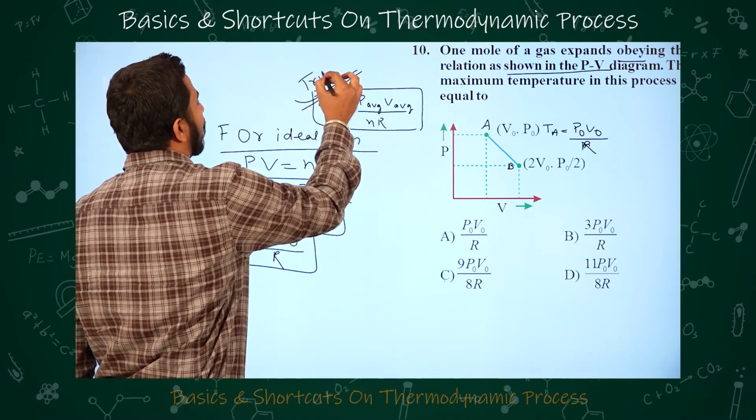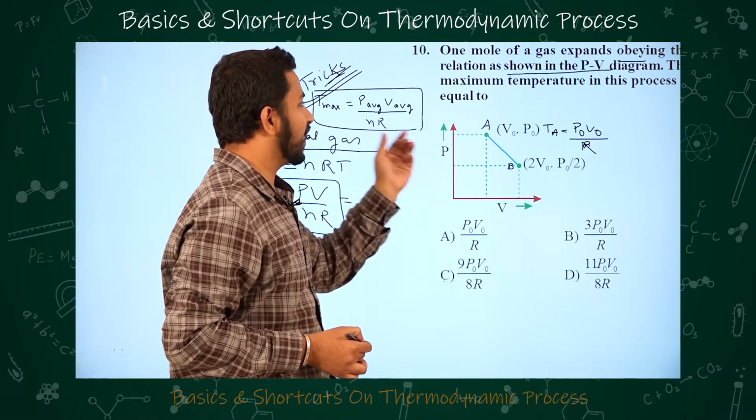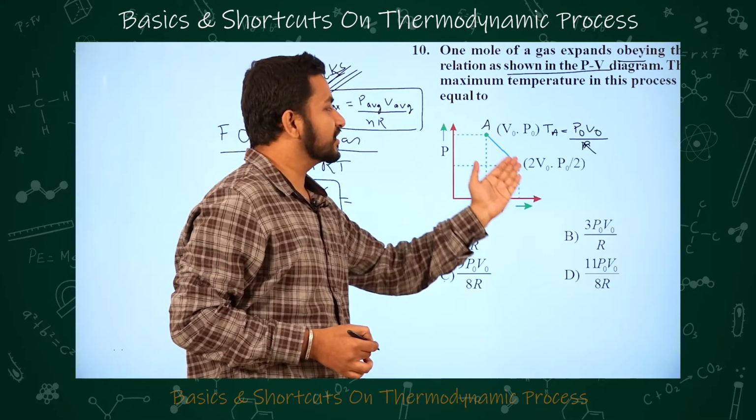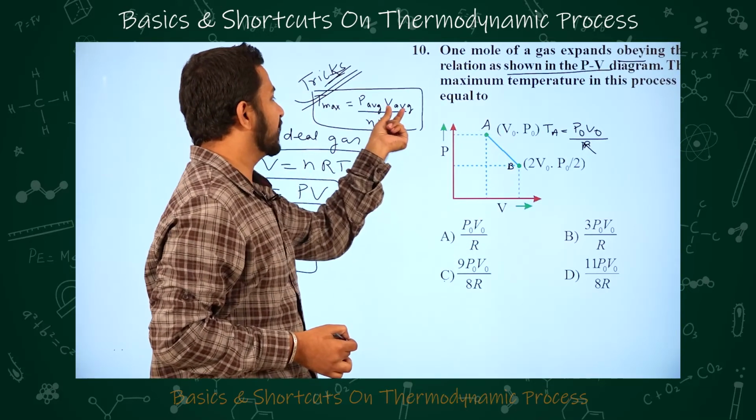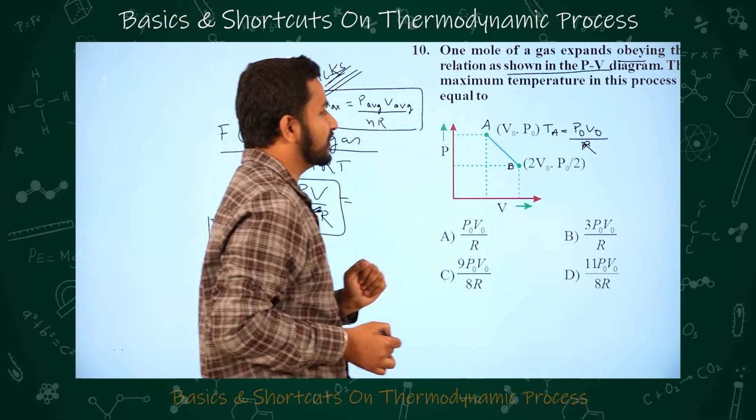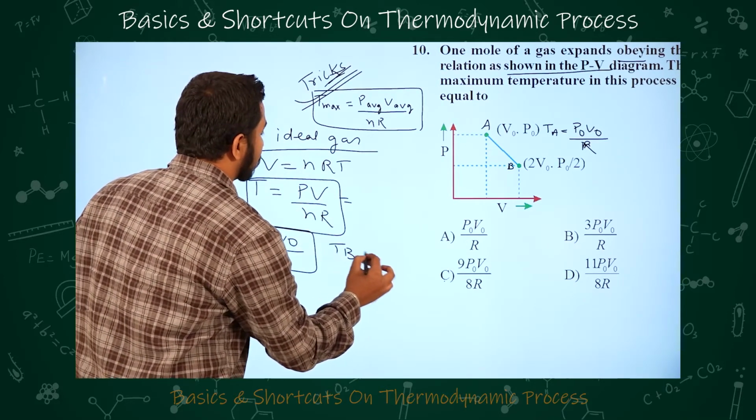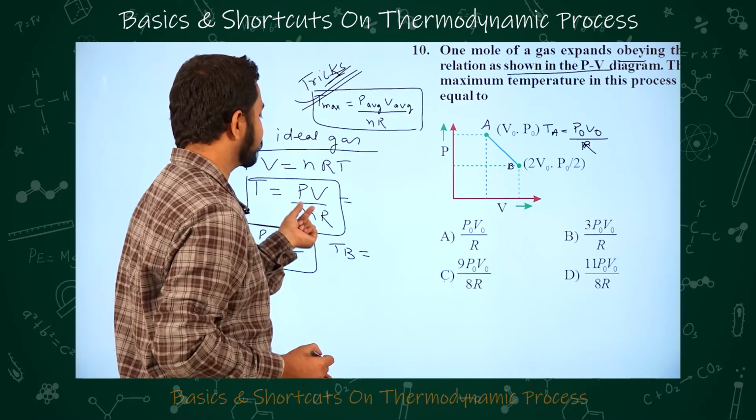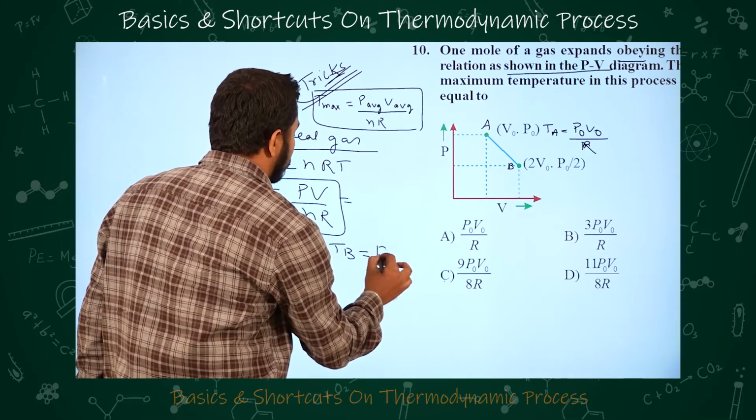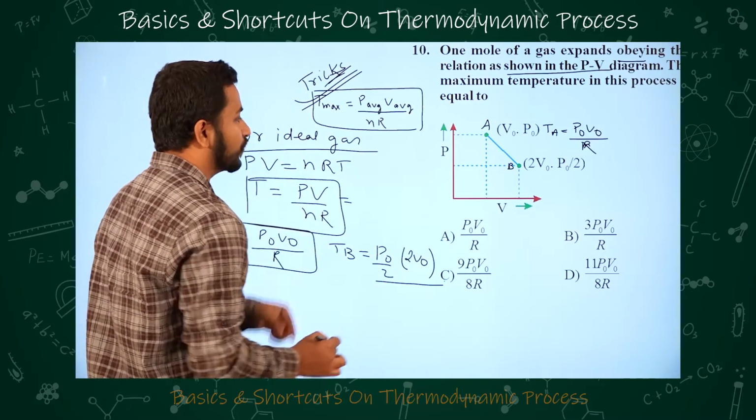So a few tricks we are going to study on this. This is an important trick to calculate the Tmax whenever, for any 2 points in a PV diagram, my temperature is the same. So I can apply P average, V average by nR. So let's check whether the temperature here at B is also P0 V0 by R. So I'll use this result. Temperature at B will be given by P0 by 2 into 2V0 by n is 1 and 2R.